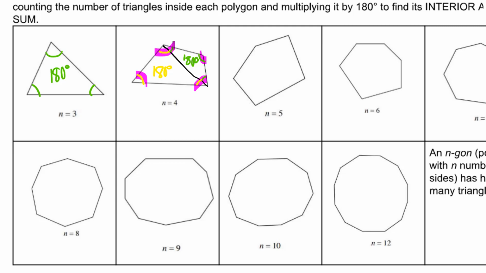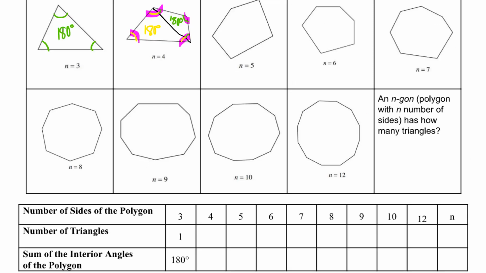So what is the interior angle sum of a quadrilateral? It would be 180 plus 180. A quadrilateral can be split into two triangles, and the sum of the interior angles of two triangles is 360 degrees.